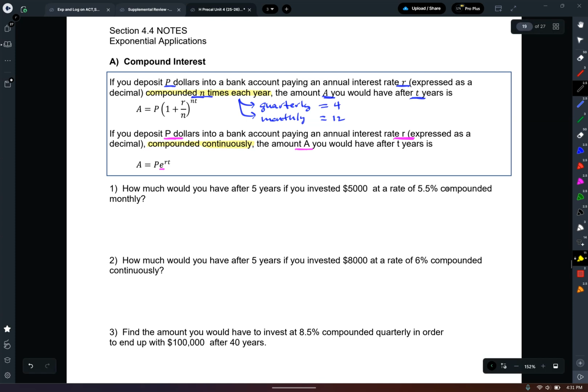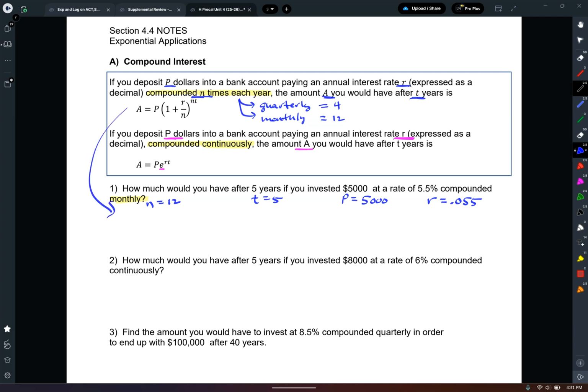Okay. So when I read number 1, it says, how much would you have after 5 years? So I've got my T. If you invested $5,000, so I've got my P, because remember P is your beginning amount, interest rate of 5.5%. So remember you have to put this in as a decimal. So move the decimal 2 places to the left. So it's going to be 0.055. And then because it says compounded monthly, that means it's the first equation where you have the N equal to 12.